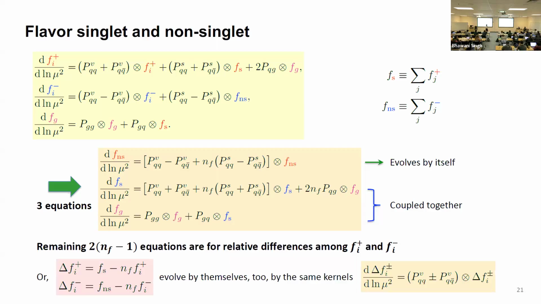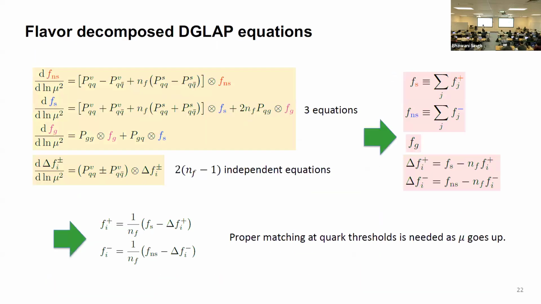Another way to do this is we define the difference as the singlet combination minus NF times the flavor we are looking at. So for each flavor, we define this kind of difference. And similarly for the minus combination, we define this as the non-singlet piece minus NF times the component we are looking at. And the same thing applies. These only evolve by themselves and by the same kernel that we had before. So then you get the result that you want.